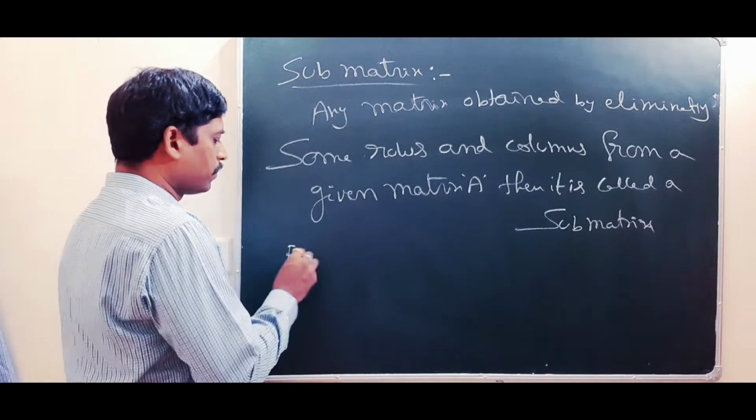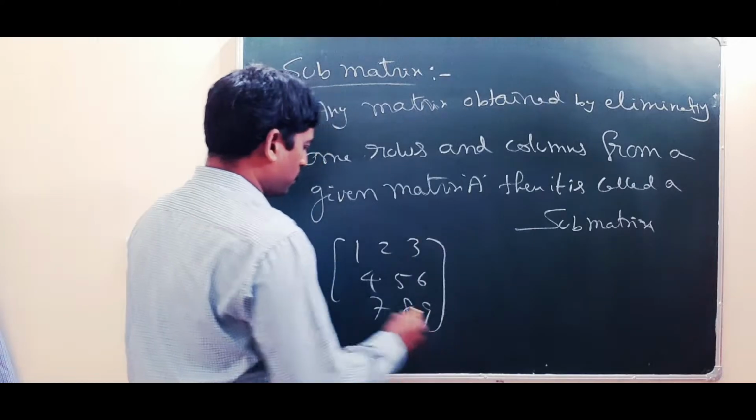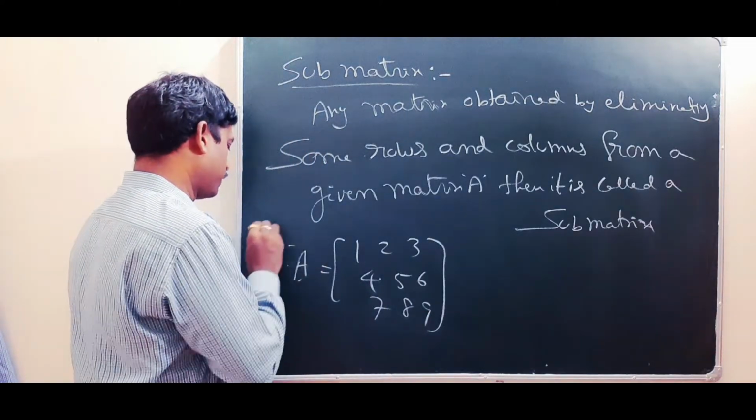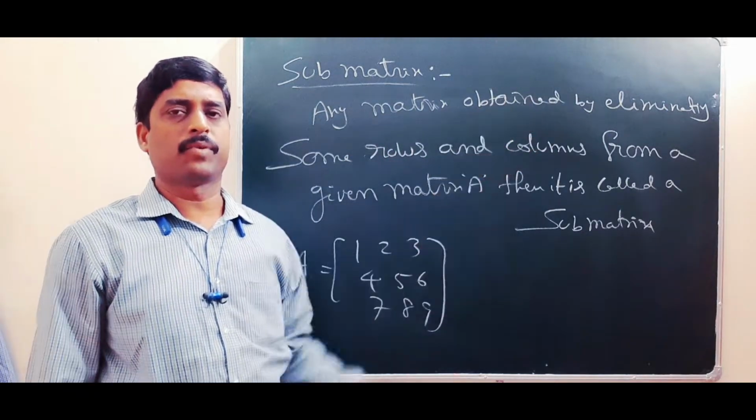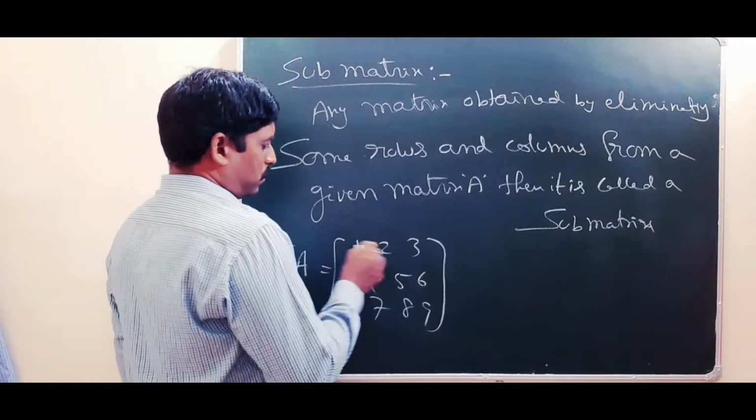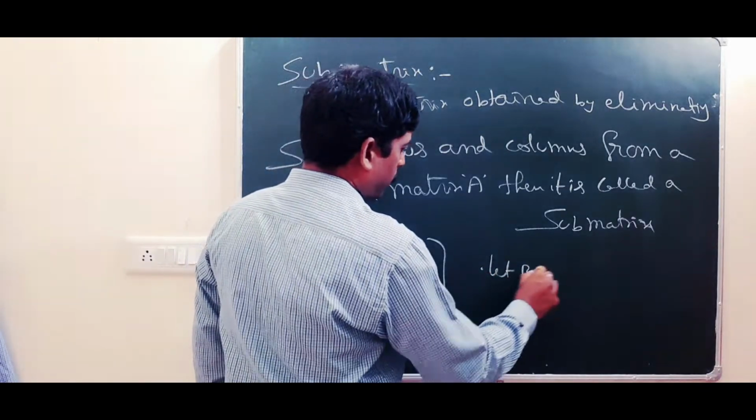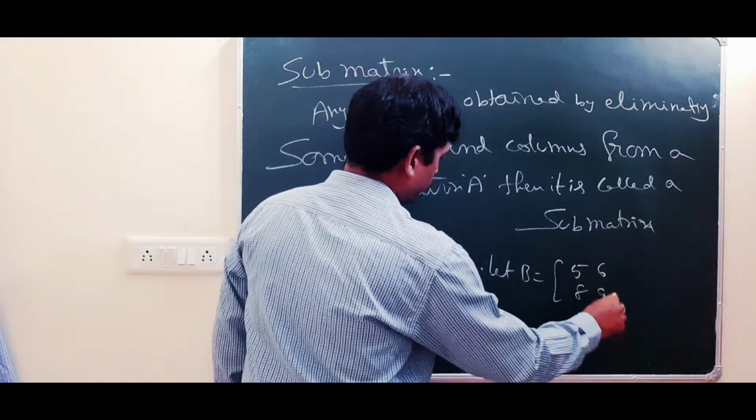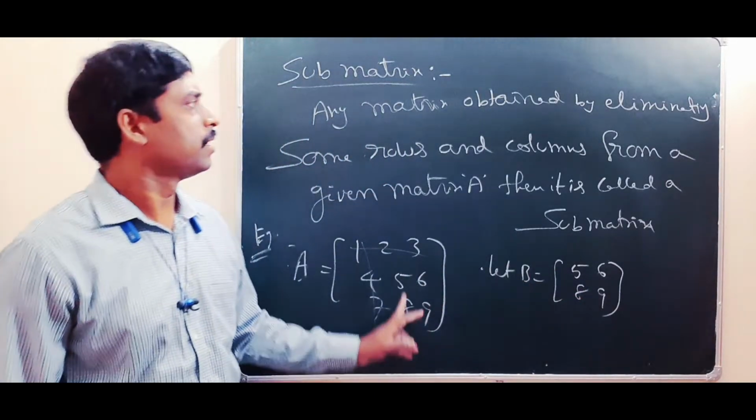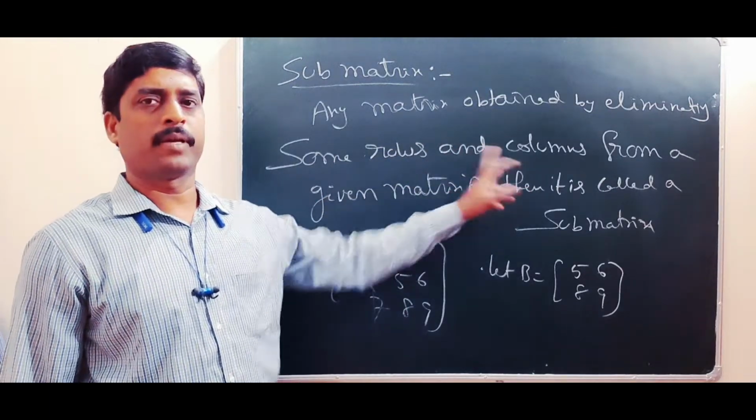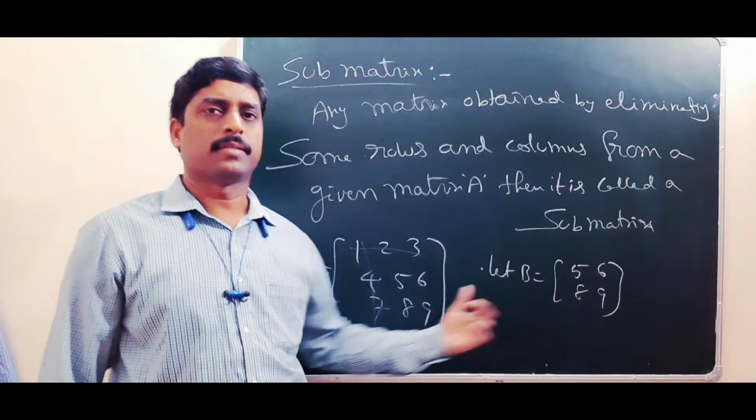I give one example. 1 2 3, 4 5 6, 7 8 9. This is the given matrix. What is a submatrix? Any matrix obtained by eliminating some rows and columns. Let us eliminate first row and first column. Let us take B is equal to [5 6; 8 9]. This is the submatrix of given matrix. So by eliminating some rows and columns from a given matrix, it is called submatrix, where B is the submatrix of A.